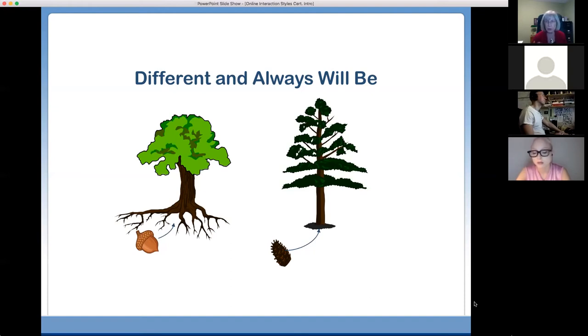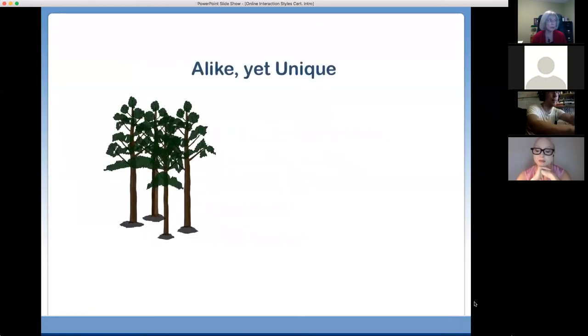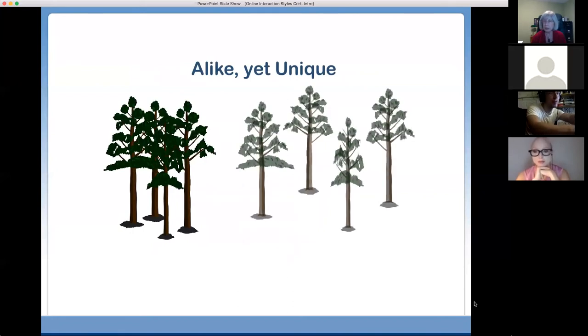I don't always go into that depth with clients unless they're pretty scientific. What I'm really trying to convey, and it's important for you to understand as practitioners, is that we're looking at the pattern. Okay, so it's also about how we're alike and how we're unique. So here we have these trees, right? They're all the same kind of tree, but given the experiences they've had in life, they're different. So they maintain their uniqueness.